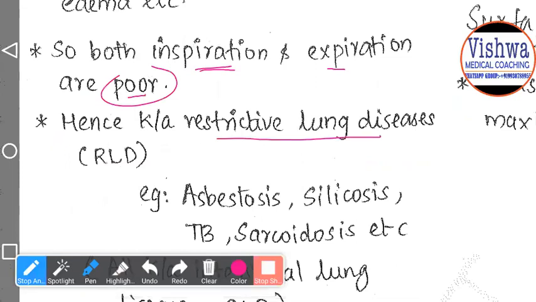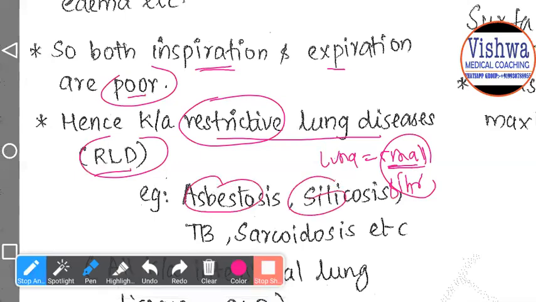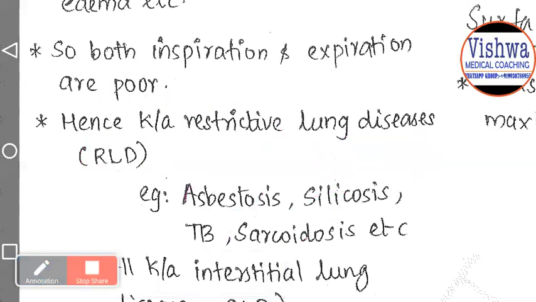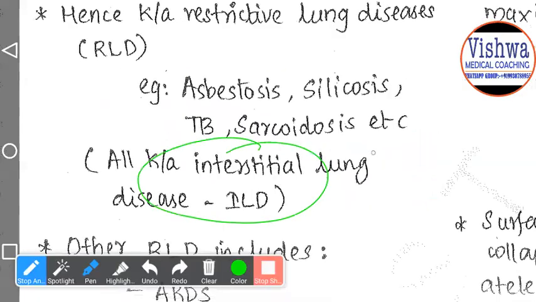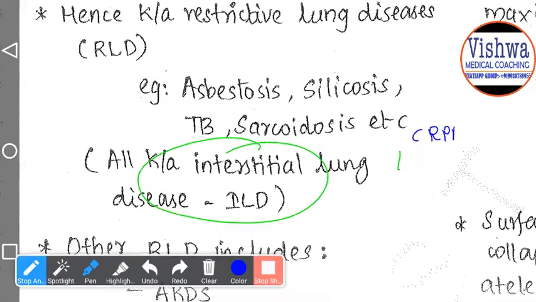This is what is called CRPD, chronic restrictive lung disease, in which the whole lung becomes small in size because of the fibrosis. If you remember, asbestosis, silicosis, and sarcoidosis are all examples of CRPD, which stands for chronic restrictive pulmonary disorders. Now, what are the common features of chronic restrictive pulmonary disorders, which will also be a very important question in medicine?